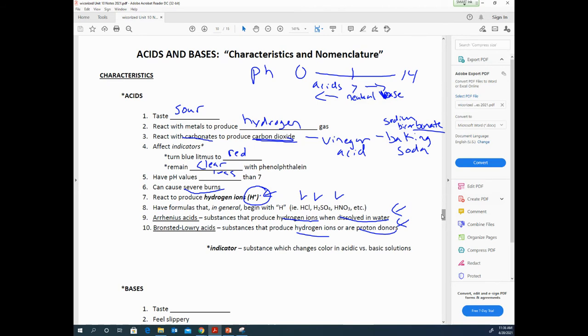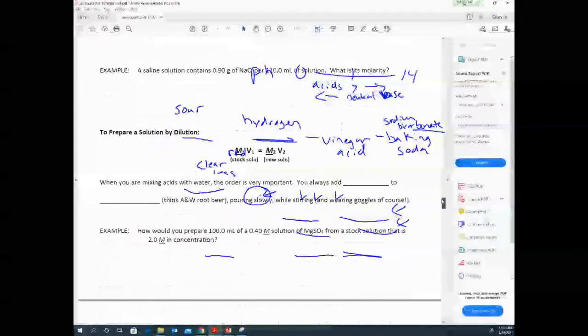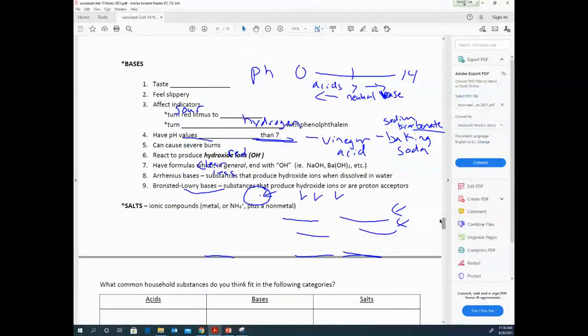All right, so now for the indicator. An indicator is a substance which changes color to tell me if it's an acid or base. So anytime I say a pH indicator, it's just telling me if it's an acid or a base based on the color it turns. Like the blue litmus paper turns red in the presence of an acid. The pH of a base can be determined by phenolphthalein, which turns pink in the presence of a base. So anything that changes color to tell me if it's an acid or a base is called an indicator.